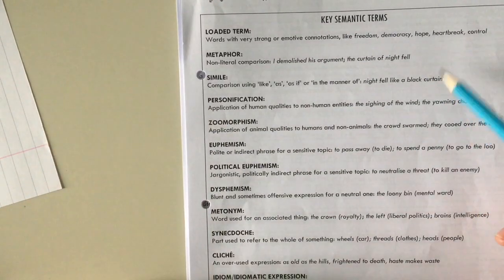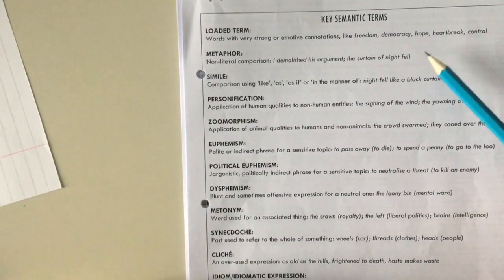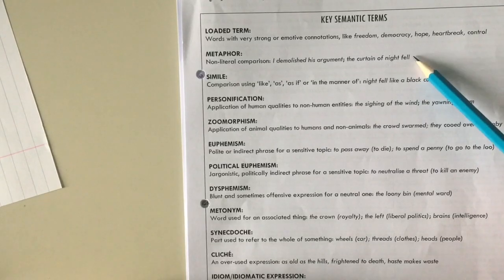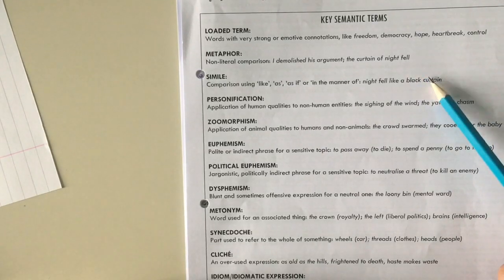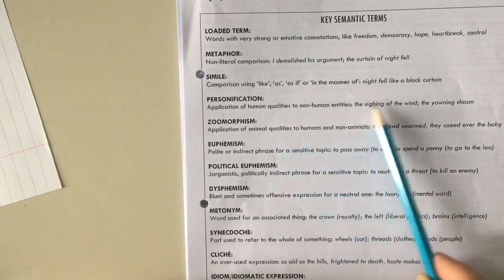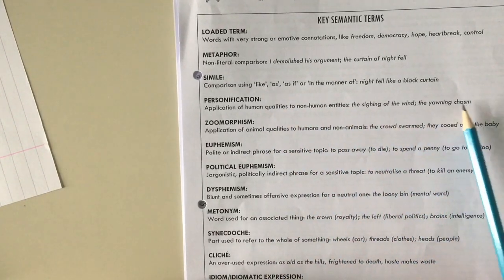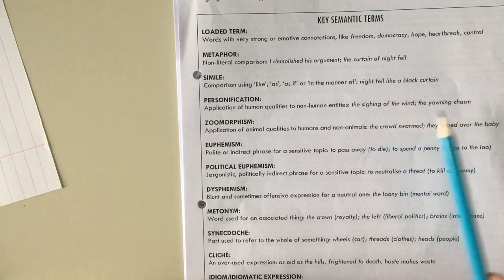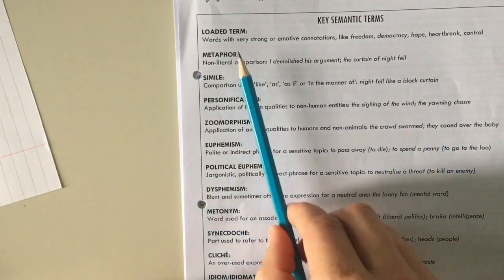So simile and metaphor, obviously you should know those. The metaphor saying something is something else, and simile saying it's as or like something else. Personification, non-human qualities: the yawning chasm, sighing of the wind, the car door groaned, things along those lines.